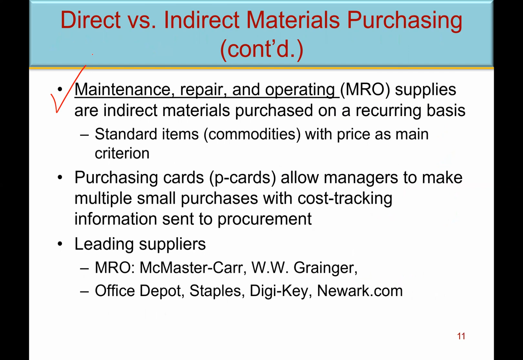Purchasing cards, or what we call P cards, allow managers to make multiple small purchases with cost tracking information sent to procurement. Of course, this is optional. Some companies use purchasing cards to allow managers to make multiple small purchases with cost tracking information. Some companies say, manager, I give you 500 ringgit, so you can make small purchases, and then you provide a report. I give you 500 ringgit petty cash, then later you report it.